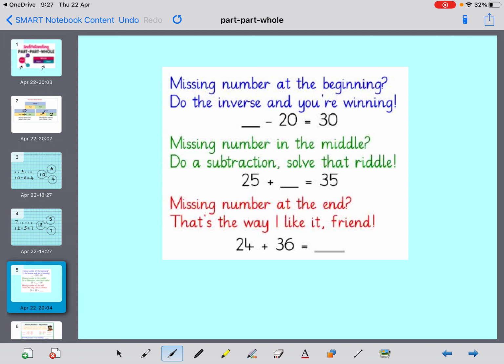We can use a little rhyme to help us with these missing numbers. It goes like this. Missing number at the beginning, do the inverse and you're winning. That means do the opposite, do the inverse. So if something take away 20 is 30, I know that this number is going to be my biggest number because I'm subtracting from it to get my smaller number. I can use my part, part, whole to help show that.